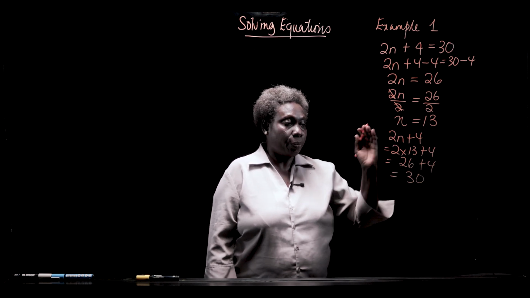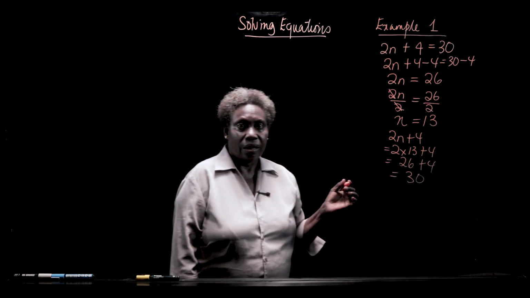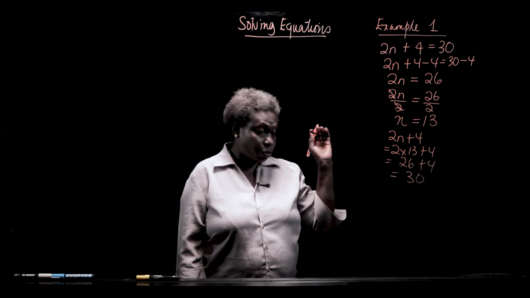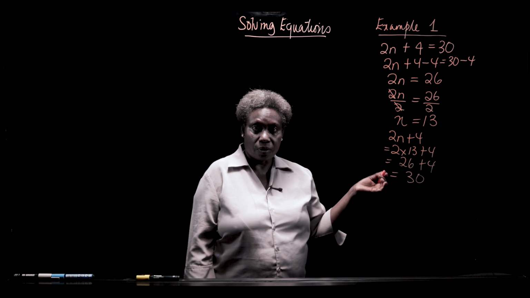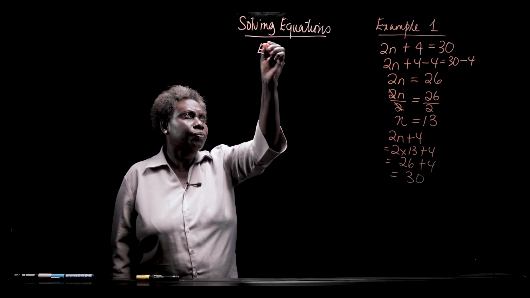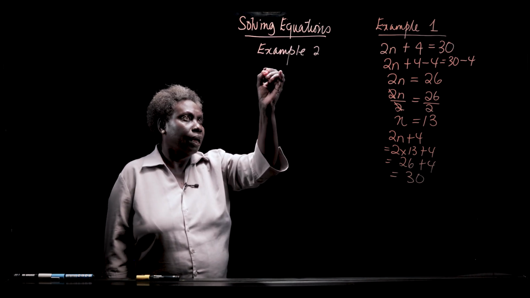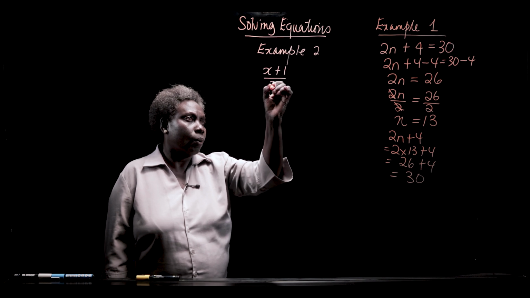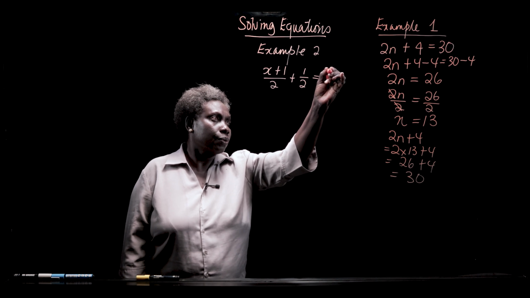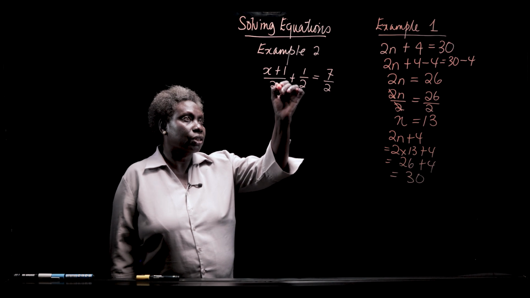So now we will move on to the next equation, and we'll see that it is a 3-step solving equation. Okay, it will involve fractions. So we have example 2. Example 2, we have x plus 1 over 3 plus a half is equal to 7 over 2. Okay, this is a 3-step solving equation.